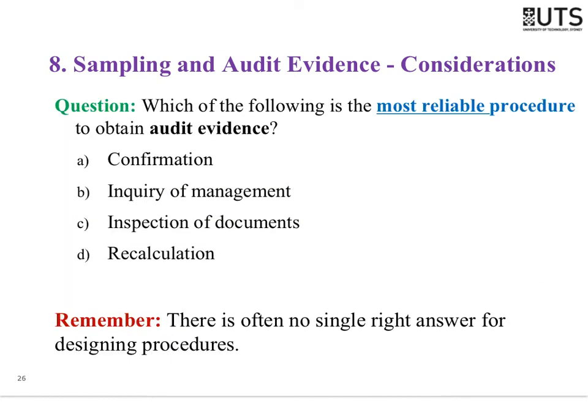Okay, here's the question. Which of the following is the most reliable procedure to obtain audit evidence? So we've got A, confirmations, B, inquiry of management, C, inspection of documents, or D, recalculation. So we'll take a vote. Who thinks that the most reliable one is A, confirmations? Straight up. Okay. And everyone has to vote, by the way, so I'm keeping track of this. So one more time. Who thinks it's A?